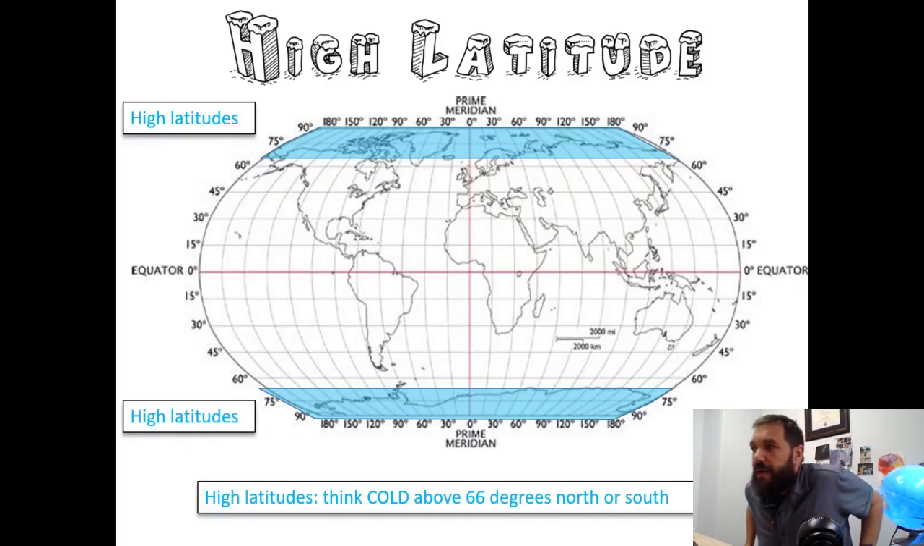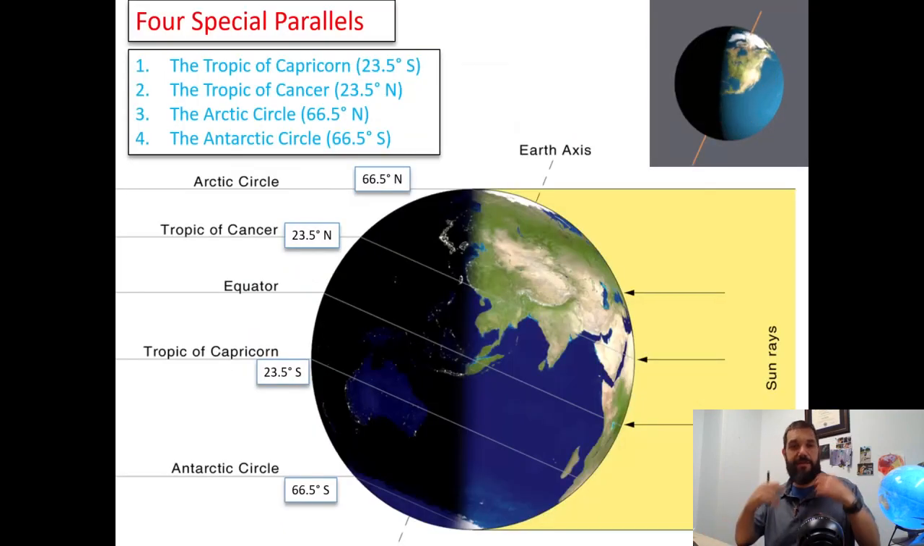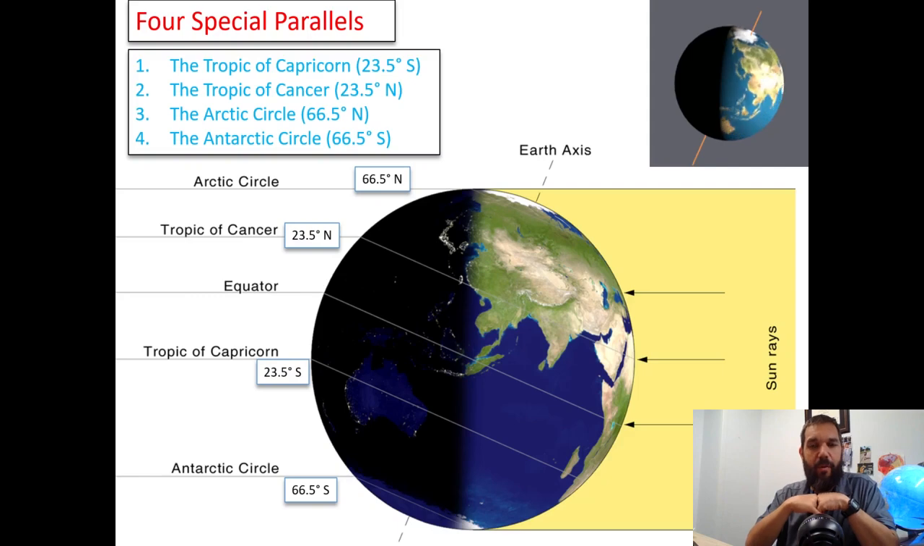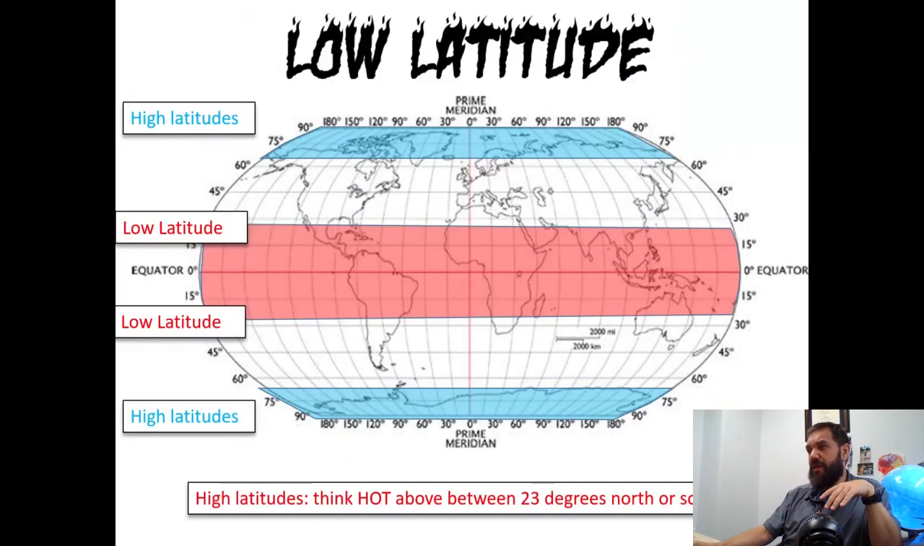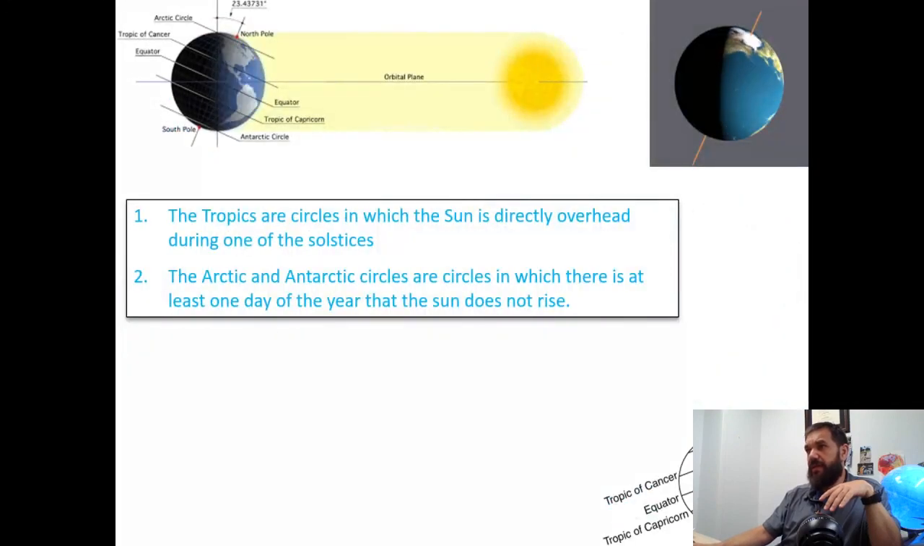Okay, so high latitudes, we're going to define as anything above 66.5 degrees, either north or south. At high latitudes, you have cold climate, right? And notice that, by the way, a lot of people think weird things about why it's cold at high latitudes. It has nothing to do whatsoever with being further away from the sun or closer to the sun. It has to do with the angle at which light is coming in.